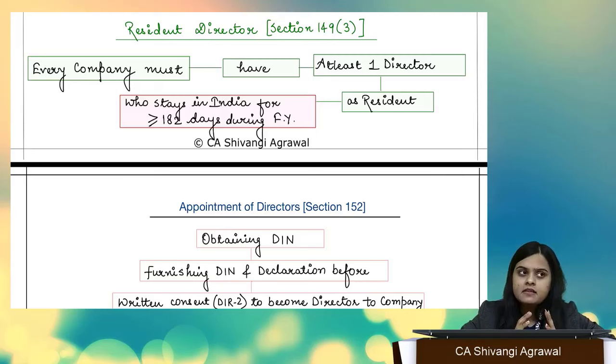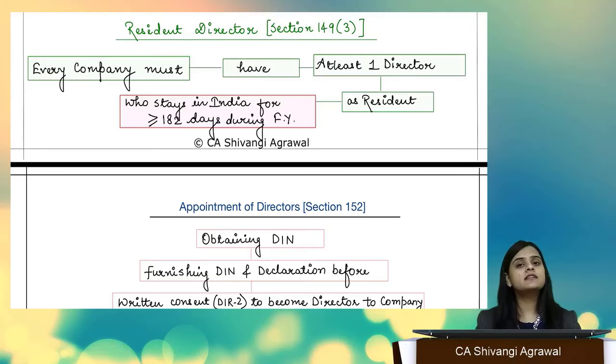Now, basically, if you try to recall, there are two types of directors. One are executive directors and one are non-executive directors. Executive directors are in the whole-time employment of the company, and non-executive directors are not in the employment of the company, that is, independent directors or part-time directors. And for executive directors, we have examples such as managing director and whole-time director, right?